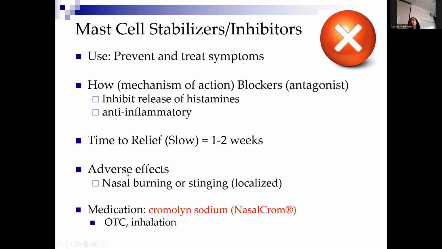Adverse effects can be nasal burning or stinging, localized in the nasal region. An example of a mast cell stabilizer is nasal crom, or cromolyn sodium, and it's over the counter and it's inhaled.